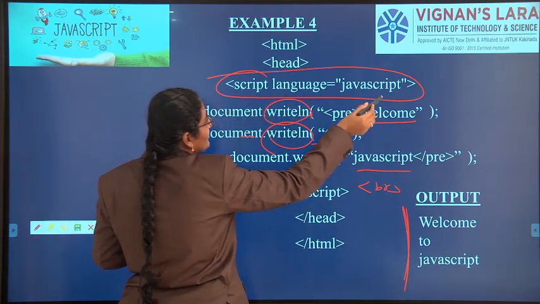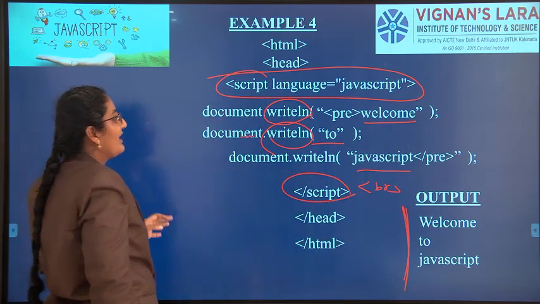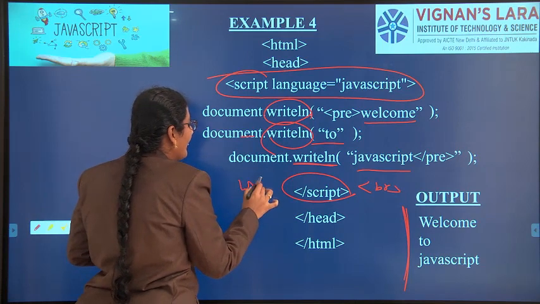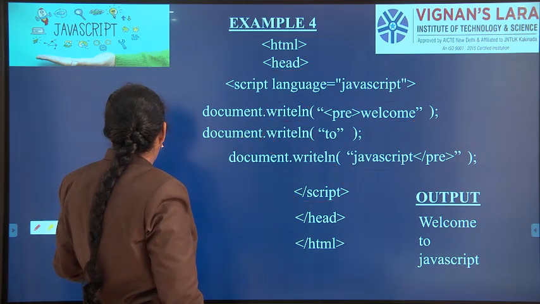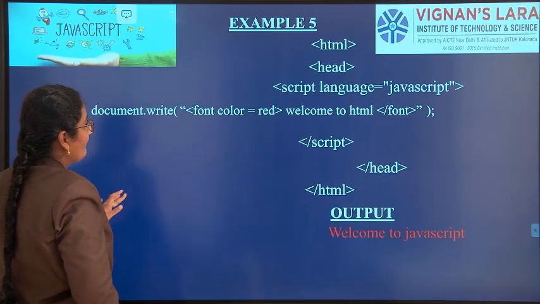Script language equal to JavaScript in double quotation, script close. This is very common in this entire unit. What you need to understand is whether you are using writeln or write. So let us see one more example.